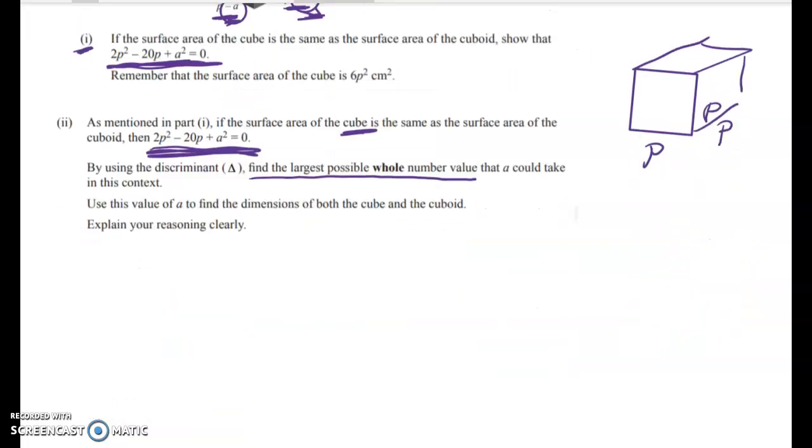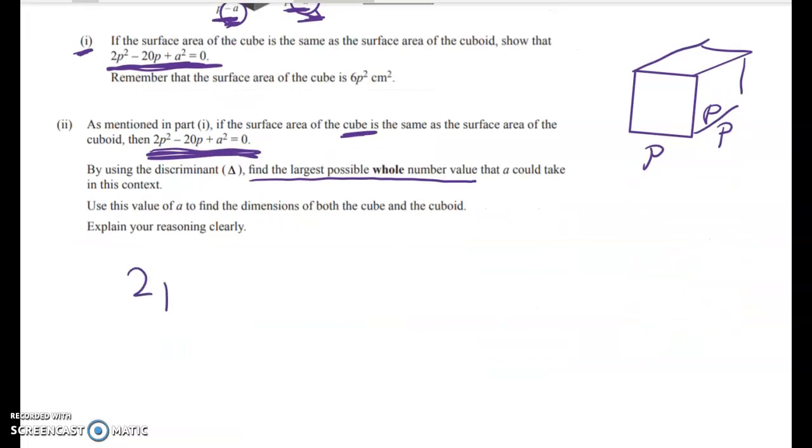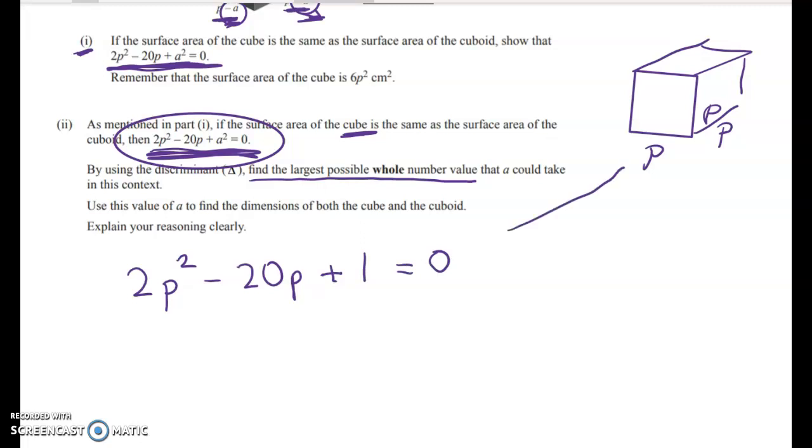I'm going to write that one down just to give you an idea of where we're trying to get to. So if the number that he took off and added on was 1, then this would be the condition that we get for the surface areas to be equal. And the reason that that's useful is to figure out the dimensions of the cuboid for P.